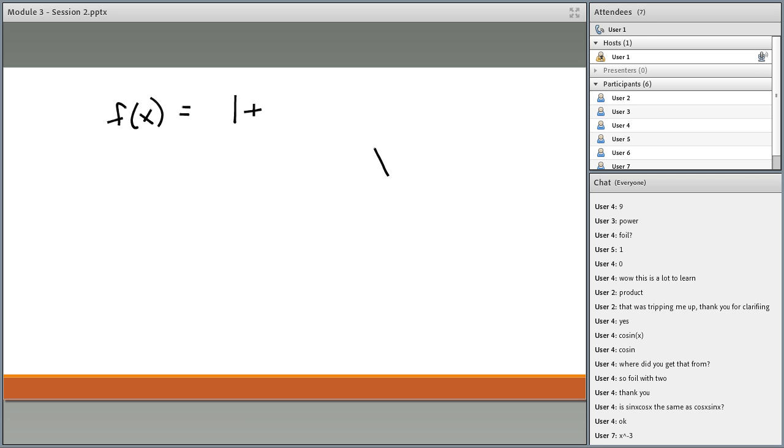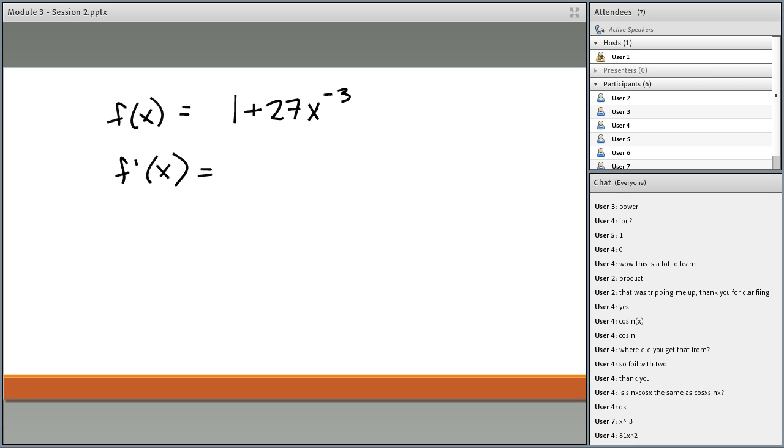So our function is 1 plus 27x to the negative 3. So what is our first derivative? What happens when I take the derivative of 1? Very good. So the 1 goes to 0, and I'll just write the 0. You don't need to write the 0. I'll get rid of the 0 in the next question, but just for your notes, so if you're looking back later, you'll know what happened to the 1.